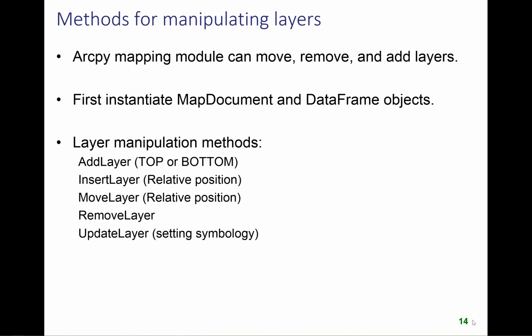The names of the manipulation methods are listed here. As you can see, they allow you to add a layer either to the top or the bottom, insert a layer and be more specific about where you're inserting it, move a layer and specify where you're moving it to, remove a layer, and update a layer. And this you can use to set the symbology of a layer.